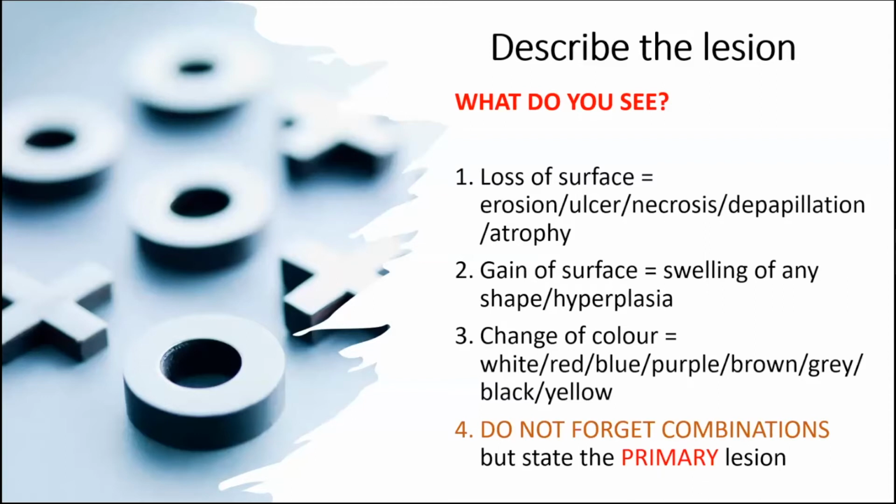So when you'll be asked, prompted to describe the lesion, the first thing you have to state is what you see. I see an ulcer, I see multiple ulcers, I see a red and white lesion, just as simple as that, okay? You don't need to do more than that, and then take it step by step.